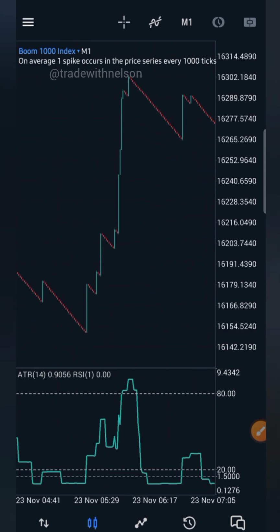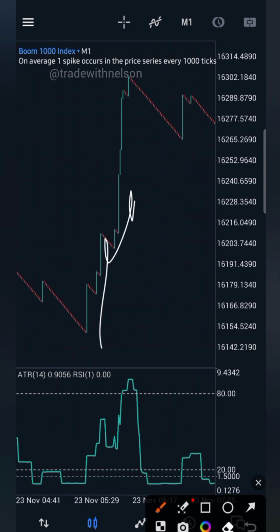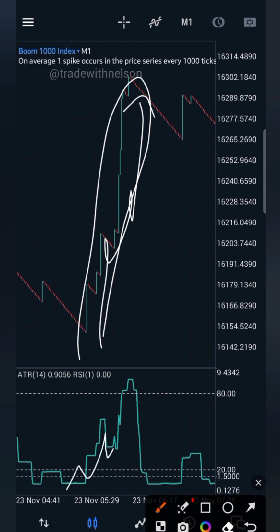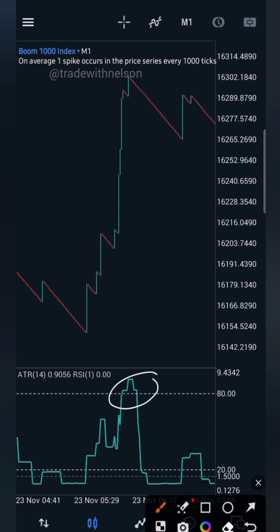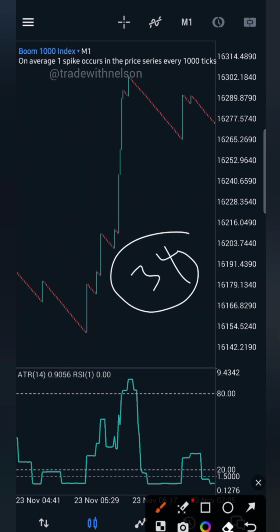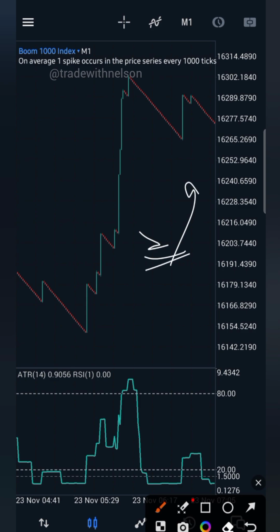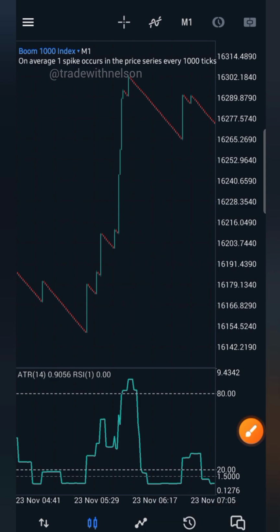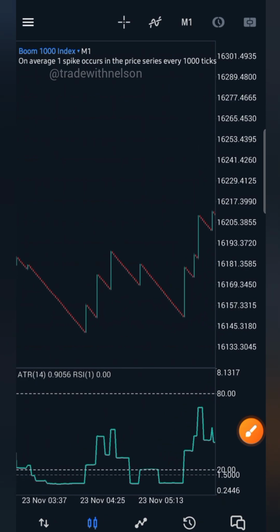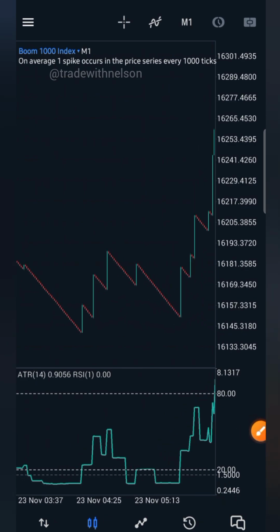So what do you want to see? You want to see market rallies to the upside. You can see this rallying. Then you want to see it pushes this average true range into the 80 level. So once it enters into the 80 level, you want to see it generate at least 3 to 4 candles. So once you have that generated and you don't have any spike, you can enter your sell and you target 10 candles.